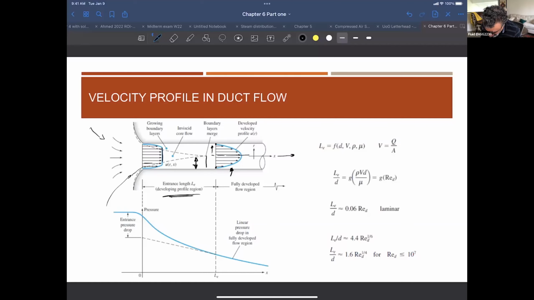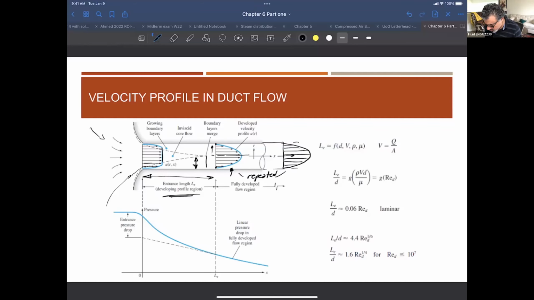So the distance between this point and the point where the fluid almost becomes what we call fully developed. It is like if you now measure the velocity at any location downstream here, it is going to be the same, right? So if you measure the velocity, it will be the same. So this becomes a repeated velocity distribution. Okay, we call it a fully developed flow.